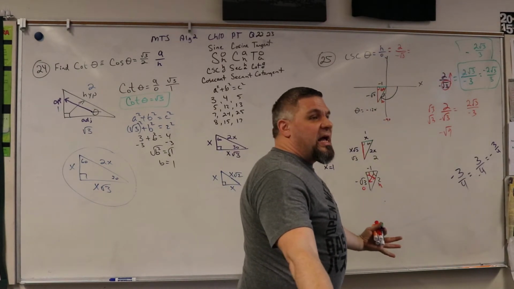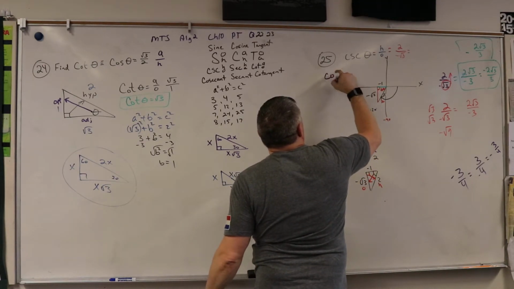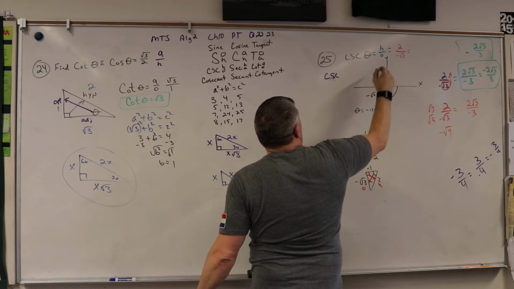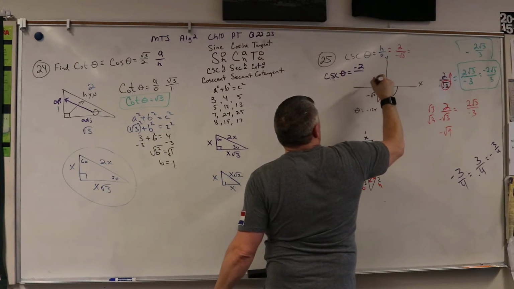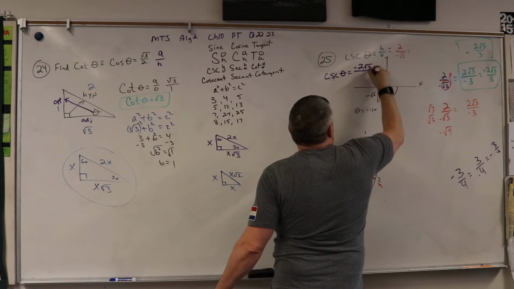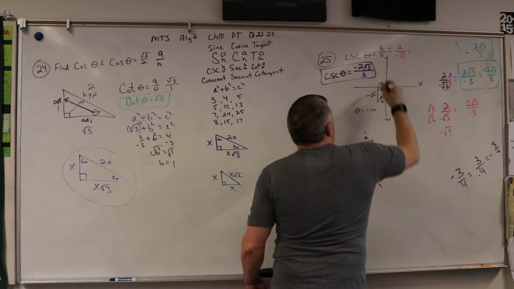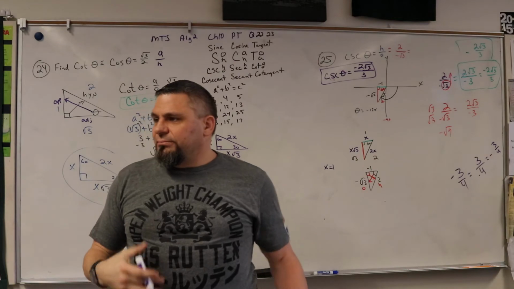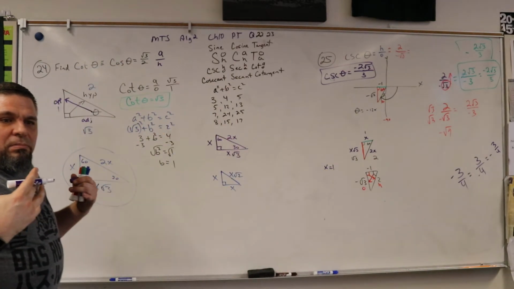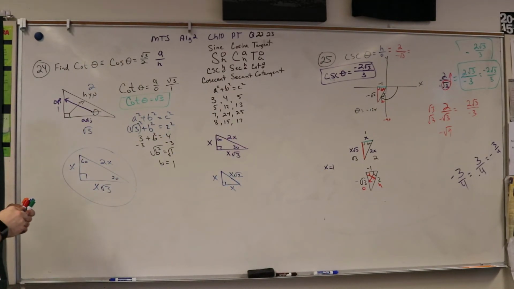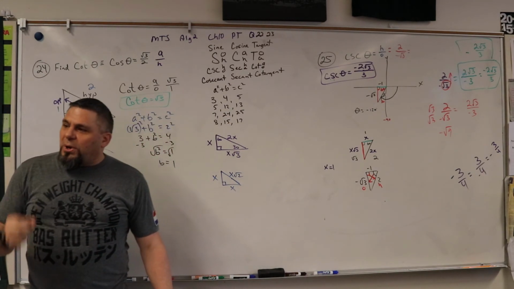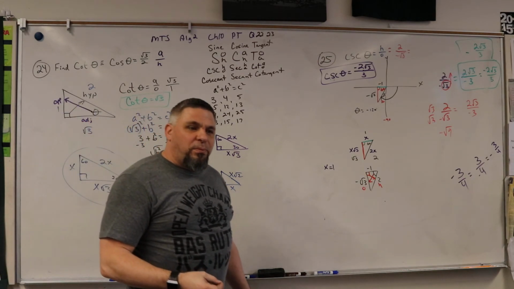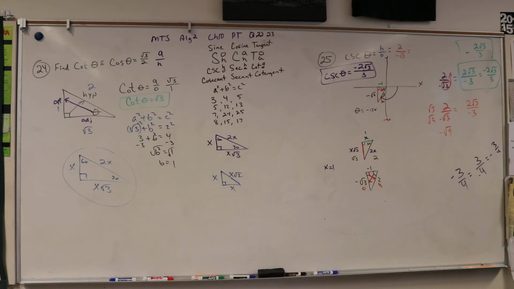You choose the one you like, and then you tell me cosecant of theta is equal to, I like negative 2 square root 3 over 3. That's what I like, because I like my negatives in the top. But that's just me. Okay? Questions? This is one of the hardest problems to deal with. Okay? All right.